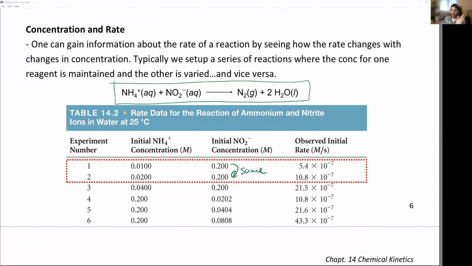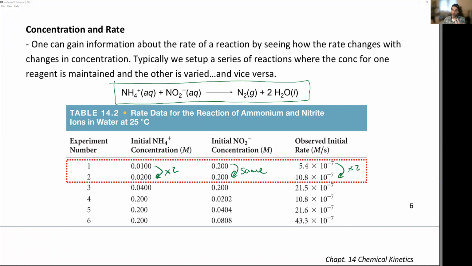There's no delta there. So whatever change in rate is observed, it's all due to the change in concentration of NH4+. If we look at the NH4+, we have doubled the concentration. Notice the rate has also doubled. So in this case, by doubling the concentration, I double the rate. This gives us information about NH4+.